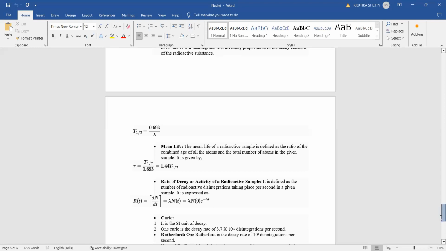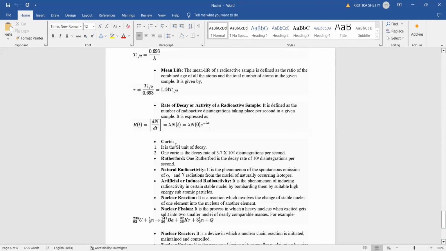Here we have one conversion factor, that is the unit of this decay. Atoms are decaying, and the unit for this is given. The unit of decay is the Curie. So 1 Curie is the decay rate of 3.7 × 10^10 disintegrations per second. That is called 1 Curie.